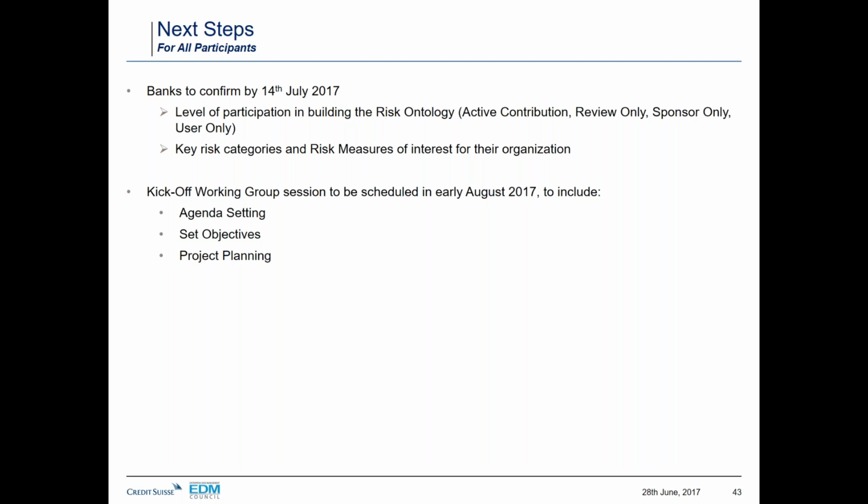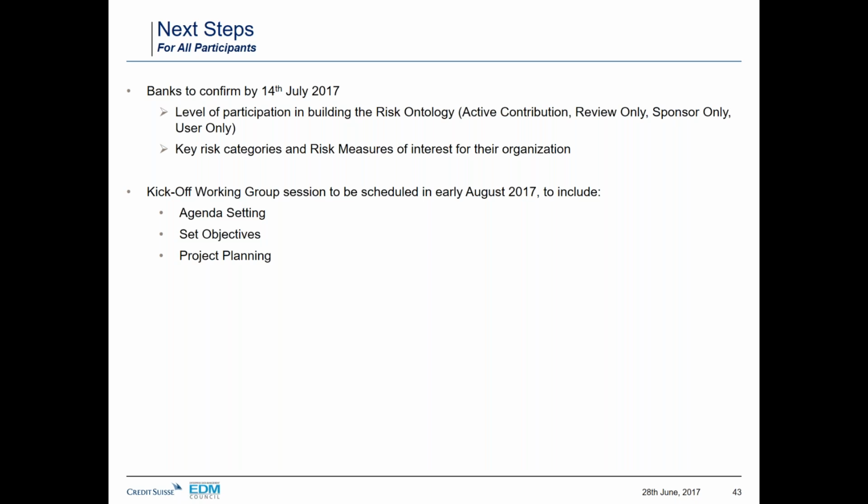We are asking those banks who would like to take part in this development to identify the level of participation and provide the context from your organization that would take part in this process by July 14th, so 2 weeks from now. If there are specific preferences regarding specific risk measures such as capital, liquidity, LCR, RWA, that a certain institution has an interest in, please let us know so that we can bring that under discussion.